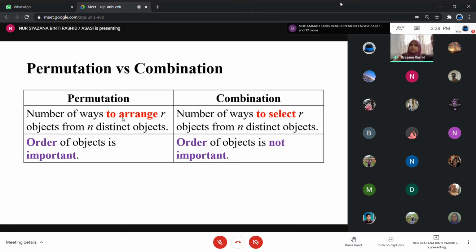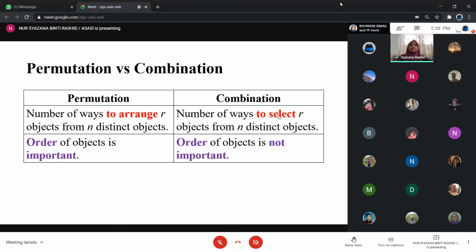Okay, you letak merah kanan dengan you letak merah kiri is different. But for combination, the keyword dia ada banyak. Dalam combination ni: selection, choose, pick, draw, select. So bila benda yang melibatkan you pilih, you ambil, apa lagi? Kalau bahasa Melayu dia banyak guna perkataan pilih, ambil. So kalau English, you jumpa nanti perkataan select, draw, choose.